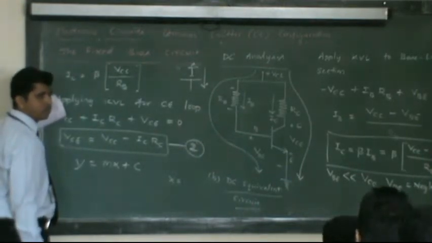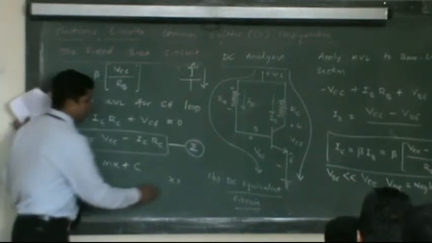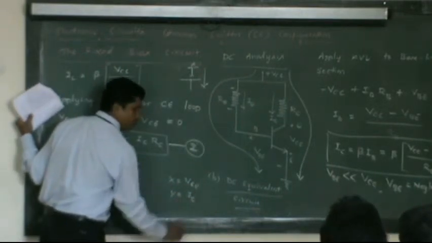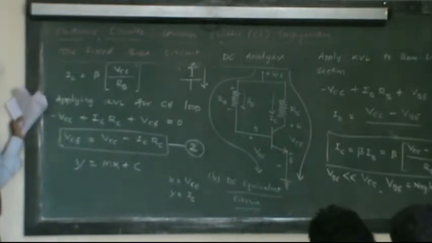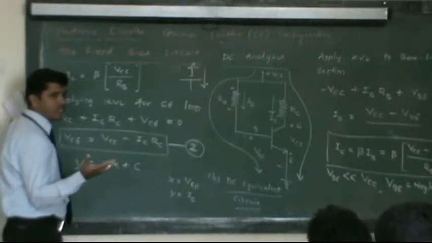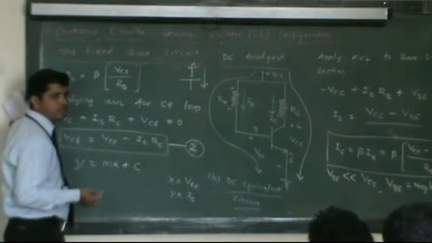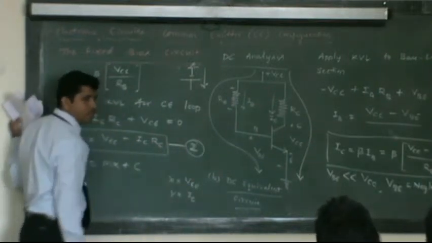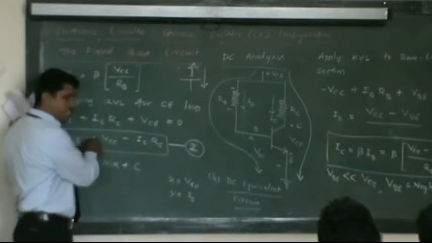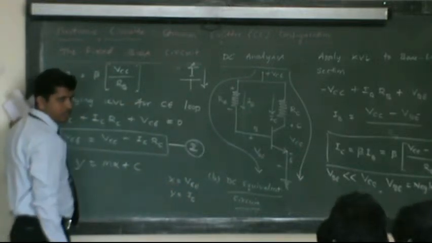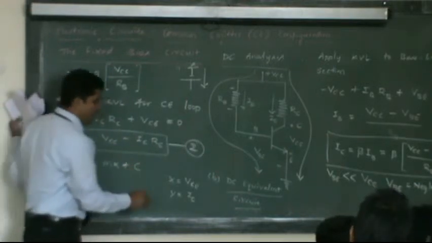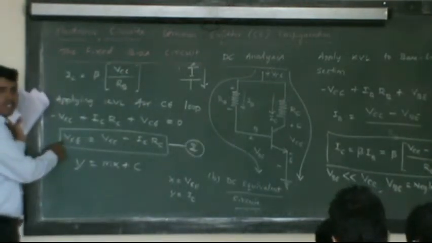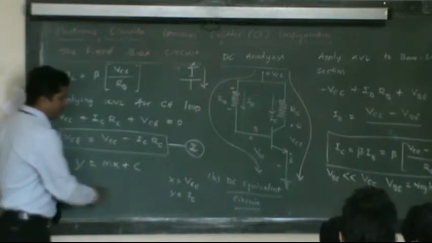VCE is the x variable. What is the y variable? IC. Understand? Look at the common emitter characteristics. What is the x-axis in common emitter characteristics? VCE. What is the y-axis? IC. Obviously, this must be a straight line on the common emitter characteristics. Even the common emitter characteristics are a graph between VCE and IC. This particular straight line is also a line which will relate VCE and IC.